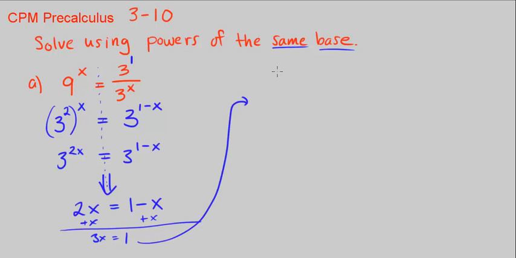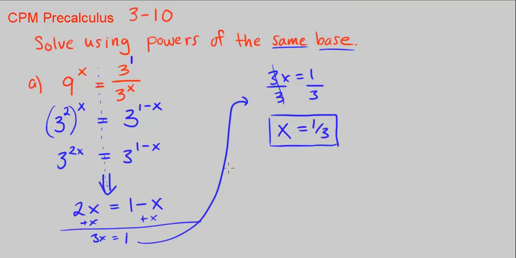Let's continue over here. 3x equals 1. We'll divide both sides by 3. The 3 cancels out and you're left with x is equal to 1/3. Okay, so that's how you do this. That's how we solved for x. Let's go on to part B.